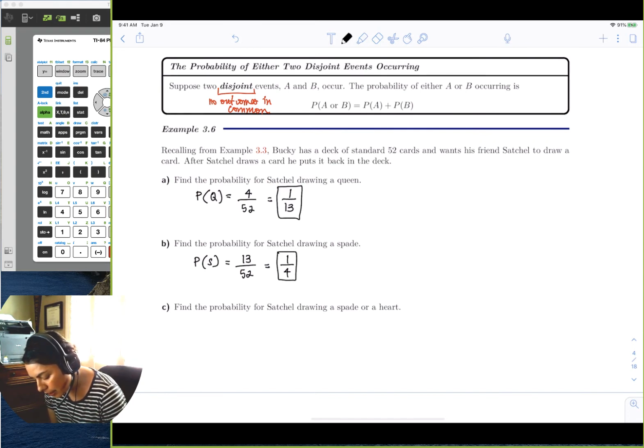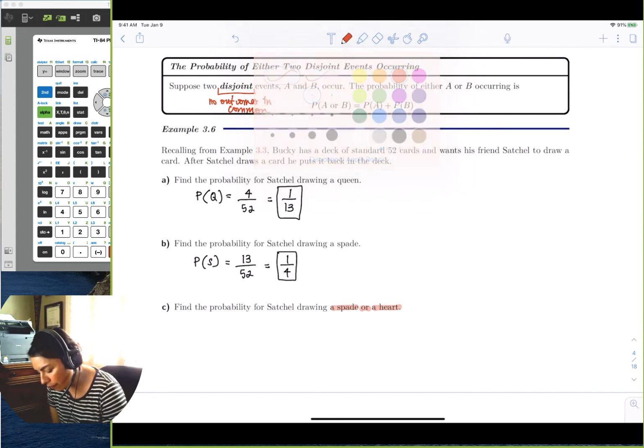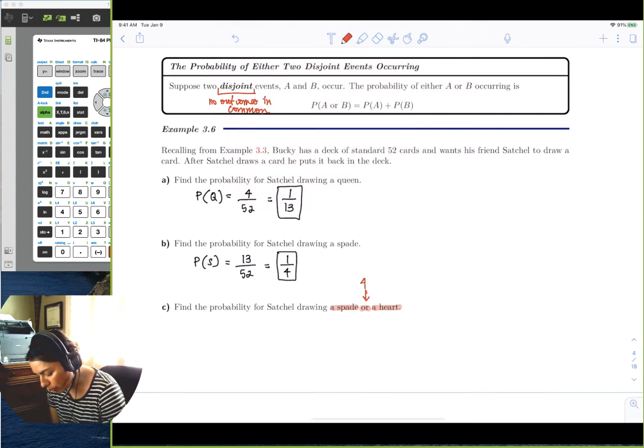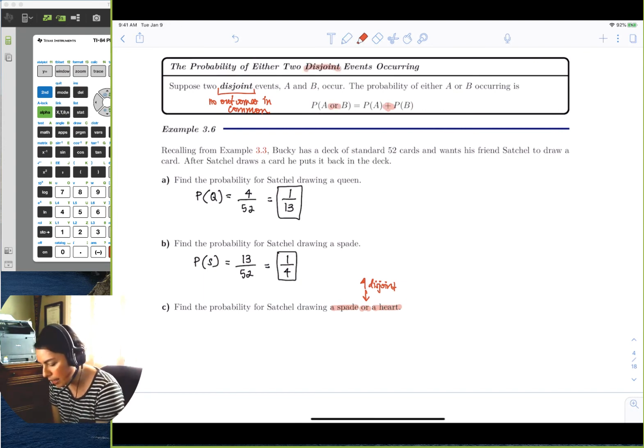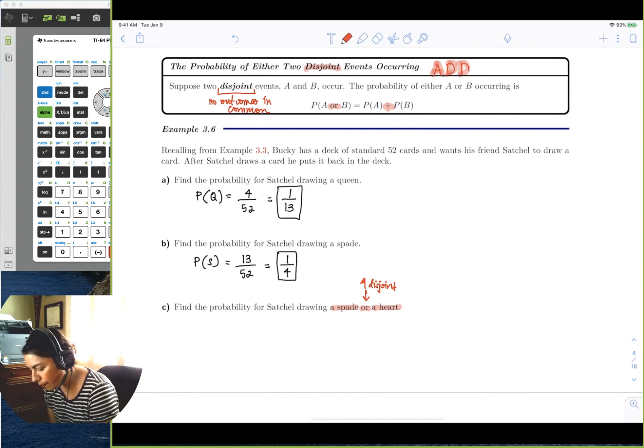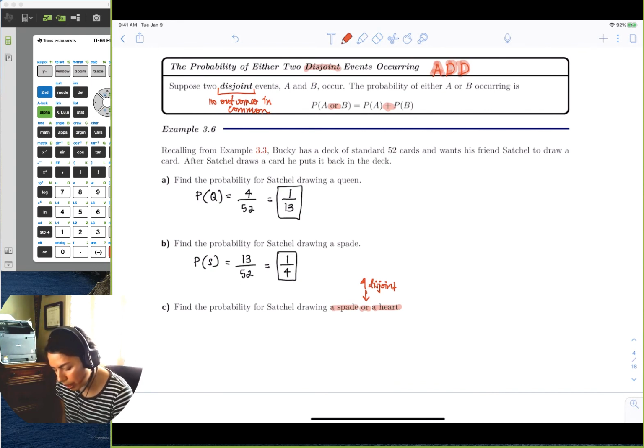Now, when I get into the next example, I say, what is the probability of drawing a spade or a heart? So there's a couple of red flags here. The first one would be "or," and I automatically think of disjoint events or the addition rule, right? So disjoint, or, plus, add. And then I think, okay, well, are these disjoint? And so we assume they are disjoint because we are doing the disjoint formula. So let's just do it.